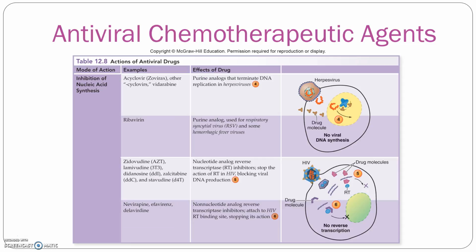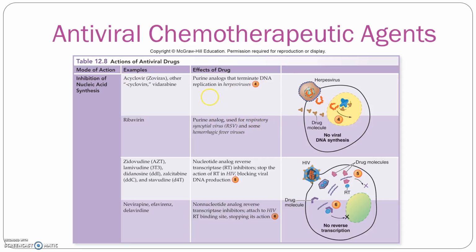All right, the second class of ways that viruses can be inhibited in cells is through inhibition of the nucleic acid synthesis. So in number 4 here, which is for acyclovir, in this particular case, there are some purine analogs. So a purine analog is something that mimics the purine nucleotide, and it's going to terminate DNA replication. This has been very effective for the herpes virus.